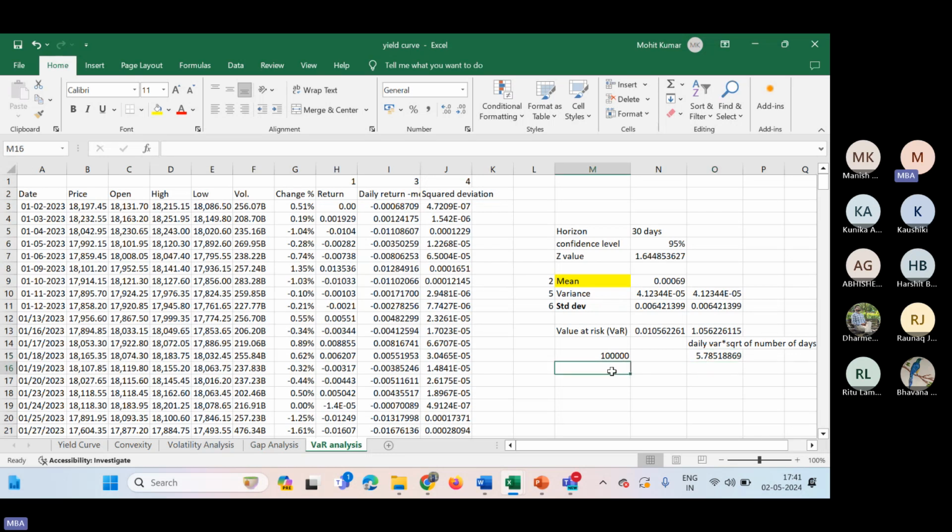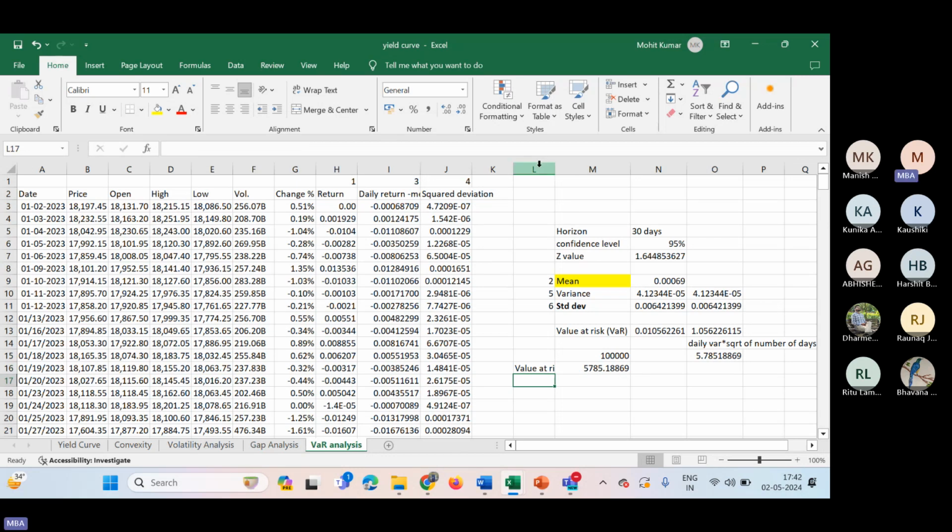So in a 30-day time period, suppose you have invested 1 lakh, you want to see the maximum loss you can have. So 95% of the time, your loss will be limited to 5,785. If you have invested 1 lakh rupees, your loss may reach 5,785 rupees, and that too with a 95% confidence level. That would be your value at risk in the form of actual money you will lose.